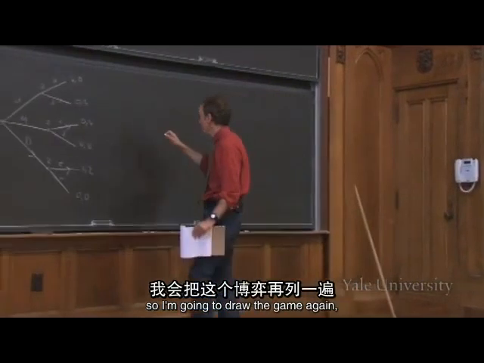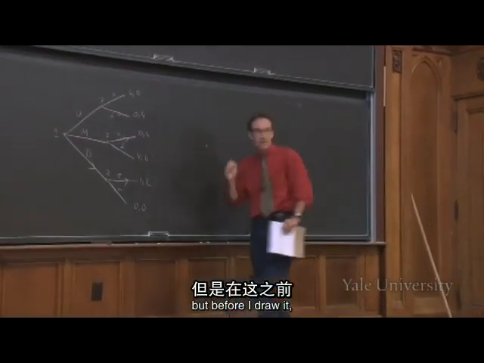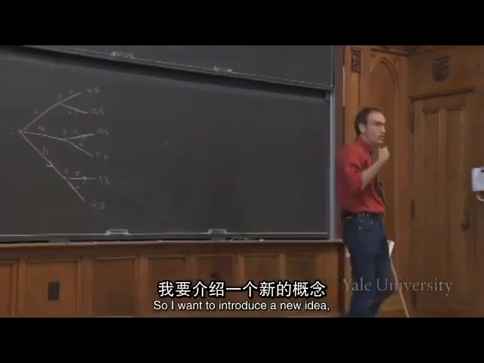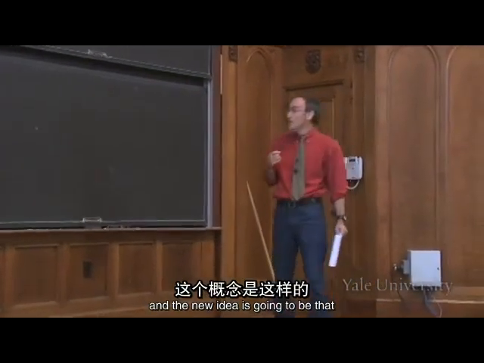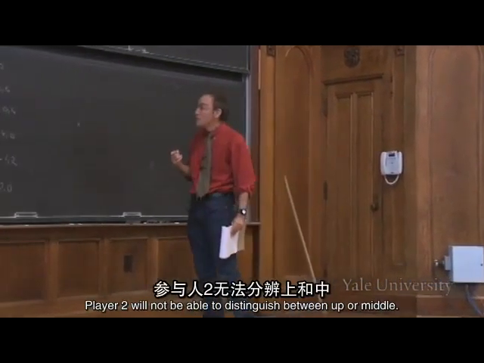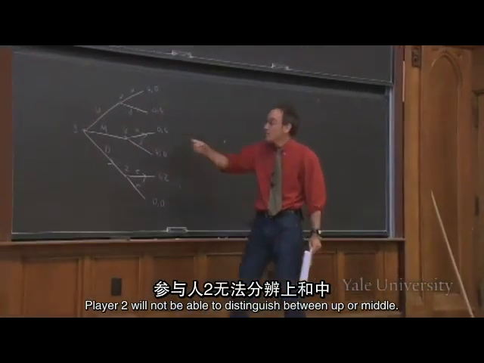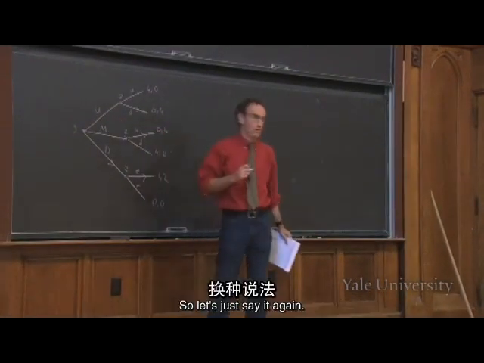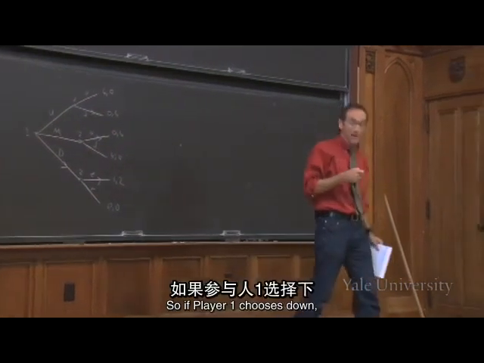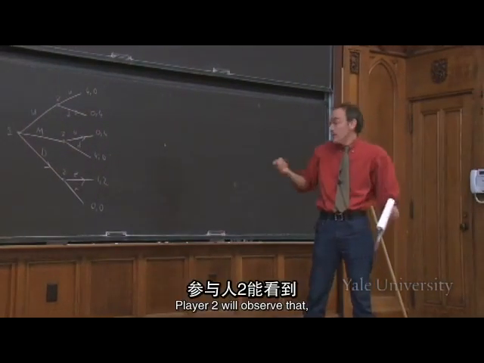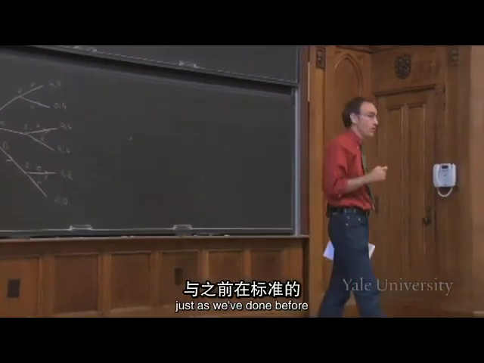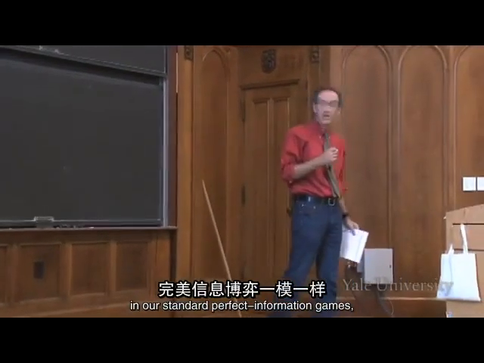So I now want to consider a similar but importantly different game. I'm going to draw the game again. Well, before I draw it, let me say what I'm going to do. I want to introduce a new idea, and the new idea is that player 2 will not be able to distinguish between up or middle. So let's say it again. If player 1 chooses down, player 2 will observe that, just as we've done before in our standard perfect information games.